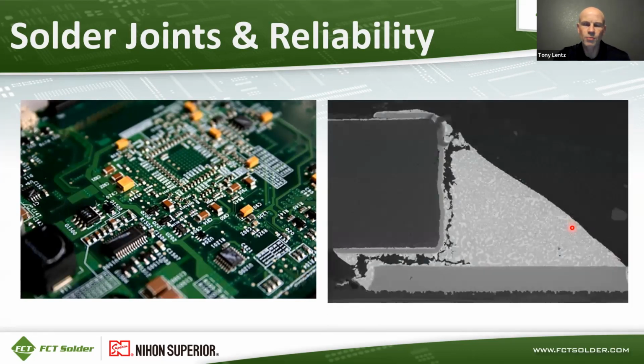This is a cross-sectional picture of a solder joint that failed. You can see a rather large crack that goes around the perimeter of this component. Obviously that broke the electrical connection, and if there's a crack on the other side, which is not shown here, then that component could actually physically lift off of the circuit board.